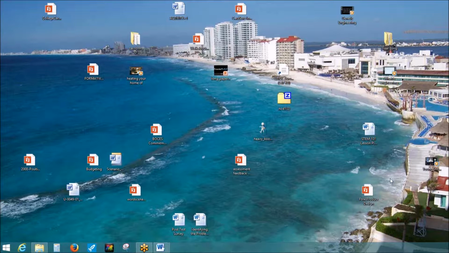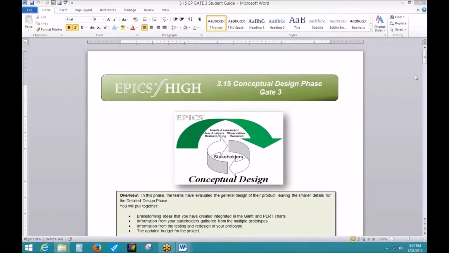I'm going to bring up and change the screen here so that you can see my second screen. And hopefully you are seeing the conceptual design phase. If that's true, will you give me a thumbs up? Great, very good, excellent.